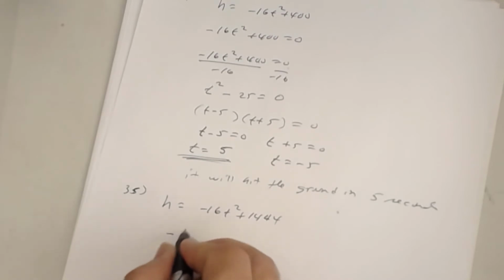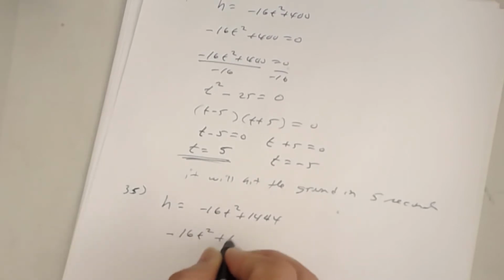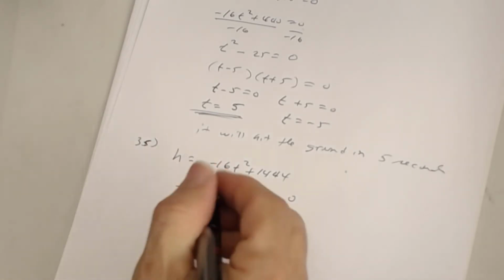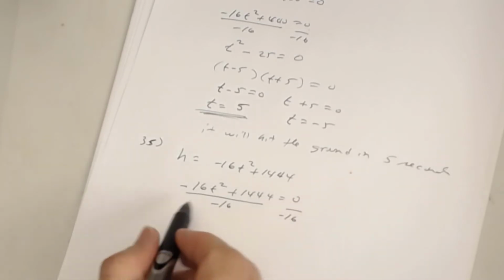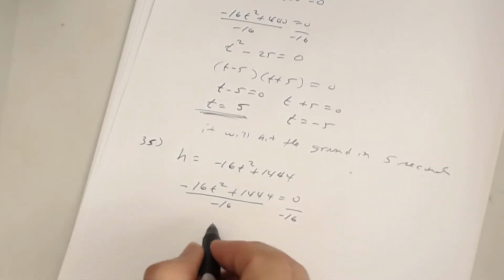All right, well, when will the object reach the ground? When h is 0. So negative 16t squared plus 1,144 equals 0. All right, again, we don't like dealing with a negative coefficient for the square term, so in this case, I can actually divide both sides by negative 16. So negative 16t squared divided by negative 16 is?